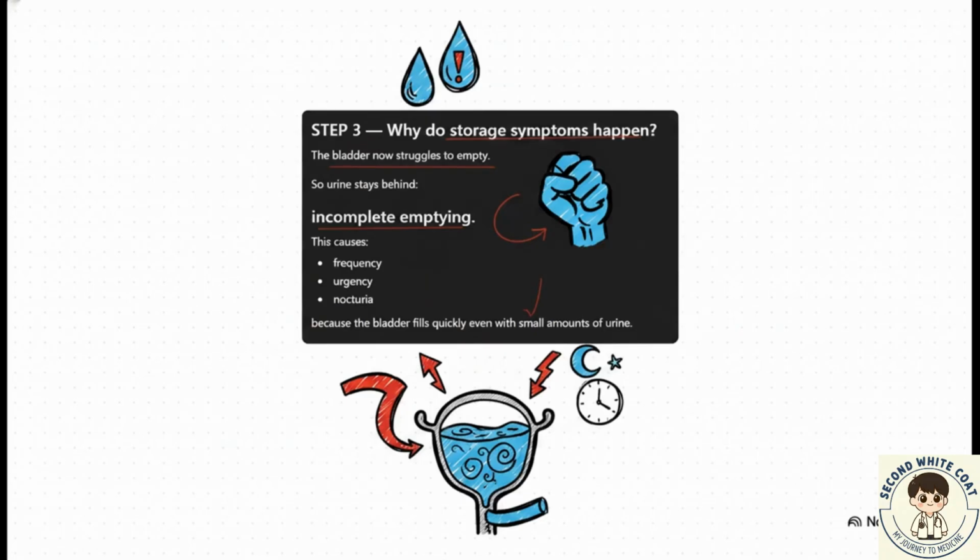But the clinical presentation doesn't stop there. The stem explicitly mentions frequency and nocturia. These are storage symptoms. So, why do they happen? Well, the bladder is now struggling against that obstruction. It fails to empty completely, leaving urine behind. And because it's starting partially full, it hits its maximum capacity way too quickly. That's what causes the patient to feel the constant urge to go, even waking up multiple times at night.